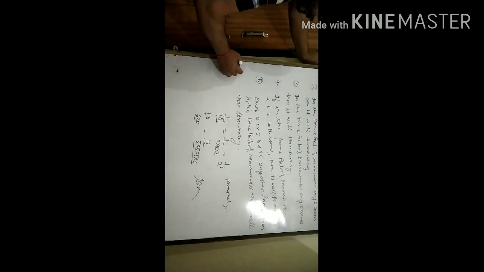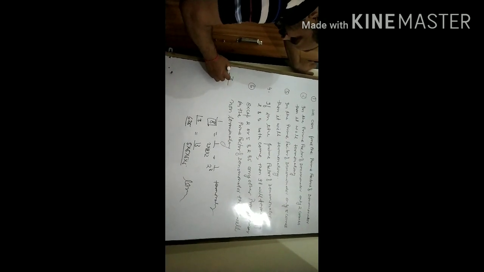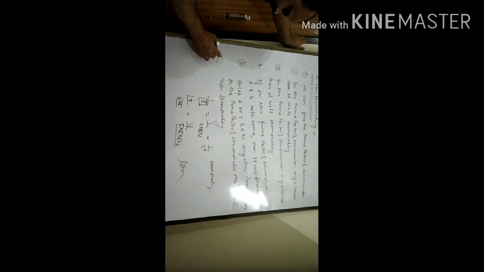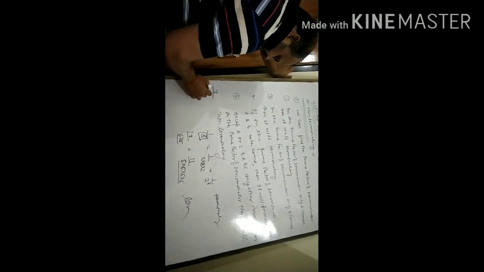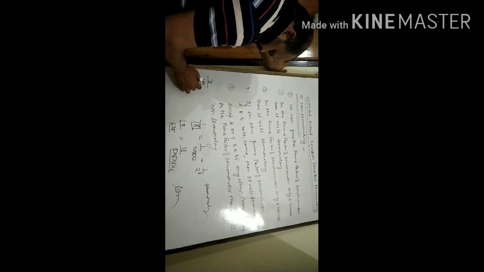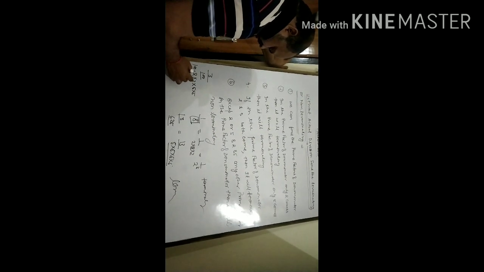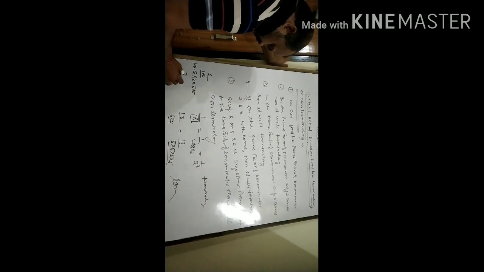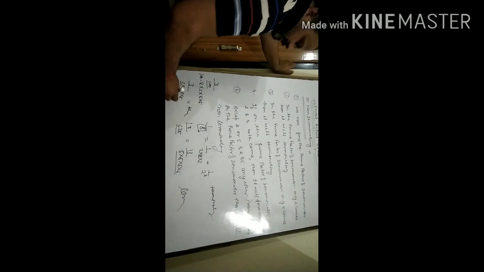In the same way, 3 upon 100. Clear? Then in 3 upon 100, you see the prime factors of 100 are 2 into 2 into 5 into 5. Then 3 upon 2 into 2 into 5 into 5. 2 and 5 both come, then it will also be terminating.